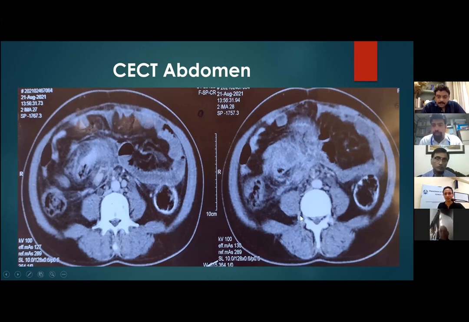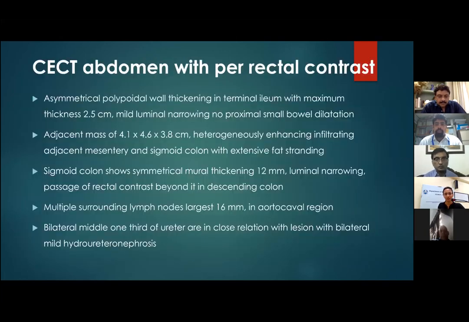So let's see what the radiologist reported for us. There was asymmetrical polypoidal thickening in the terminal ileum with a maximum thickness of 2.5 centimeter, mild luminal narrowing and no proximal bowel dilatation. There was a 4 x 4.6 x 3.8 centimeter heterogeneously enhancing infiltrating mass in the mesentery, which was infiltrating the sigmoid colon with extensive fat stranding. There was mural thickening in the sigmoid colon with luminal narrowing, but the contrast was able to pass beyond it into the descending colon. There were multiple surrounding lymph nodes, the largest was 1.6 centimeter. And there was some mild hydroureteronephrosis as well.